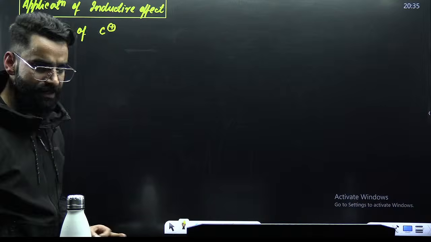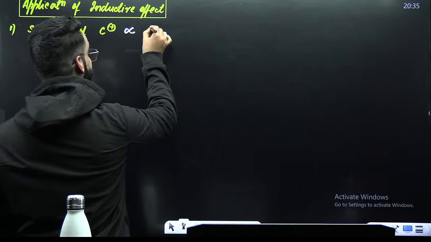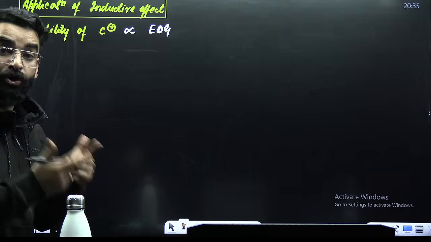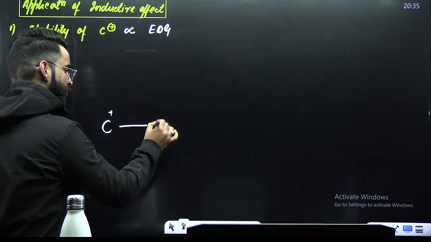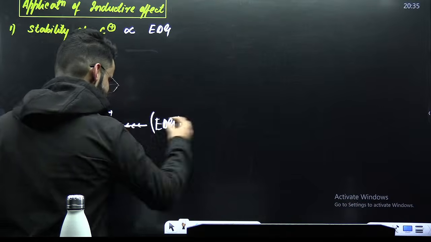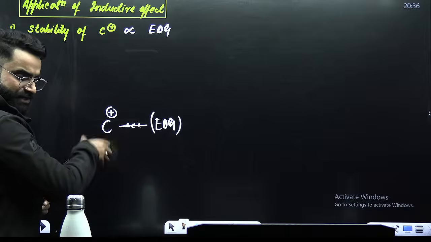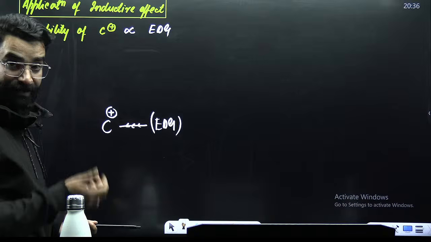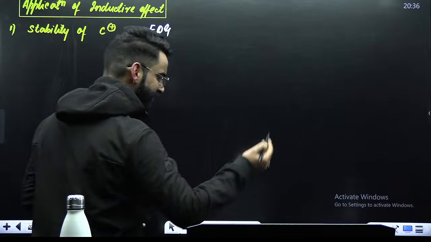Let me tell you, my dear students, carbocation is stabilized by electron donating groups. See, if this is the carbocation, and there is an electron donating group attached, it will push some electrons towards carbon, due to which the intensity of positive charge will decrease, and lesser the charge on the atom, more will be the stability, right? Lesser the charge, lesser the potential energy, that means more the stability.